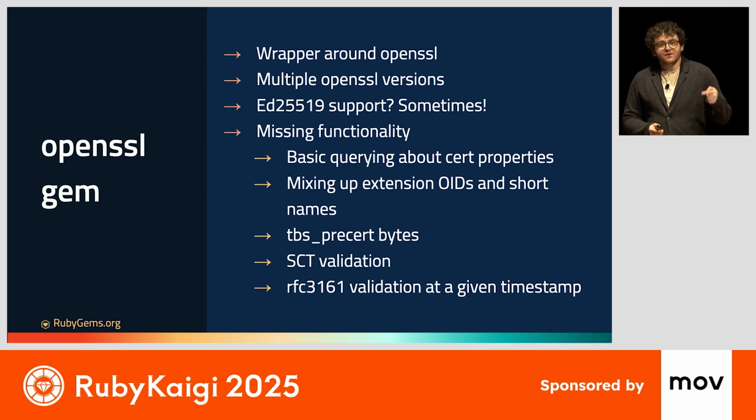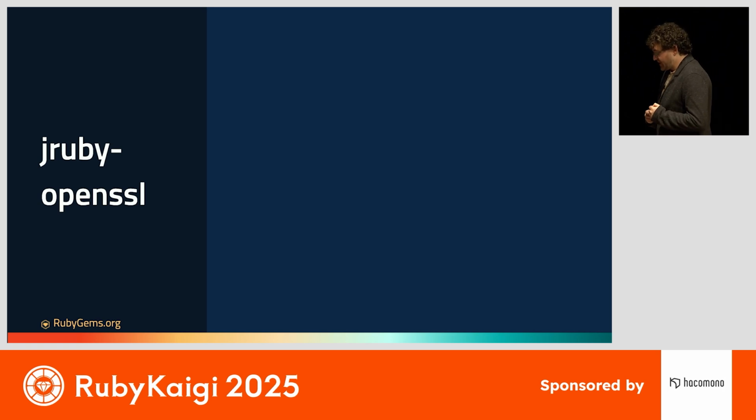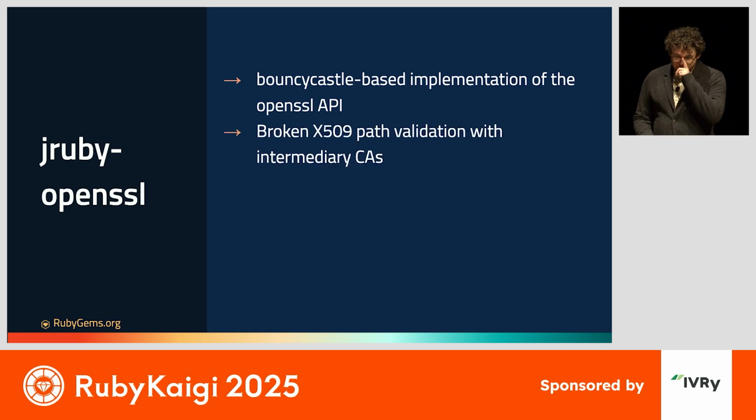Now, believe it or not, this is the better version of the OpenSSL gem. There's also JRuby OpenSSL. And not a knock on the JRuby team. Writing a Java-based wrapper around a Java library that tries to mimic the OpenSSL API is a challenge, and I wouldn't want to do that. So kudos to them for doing it, but it's missing even more stuff. So JRuby OpenSSL is a Bouncy Castle-based implementation of the OpenSSL API.